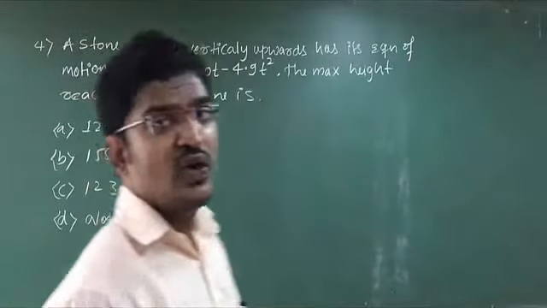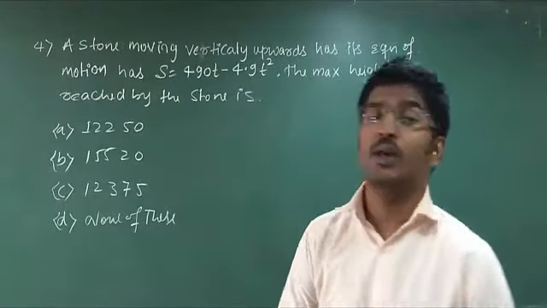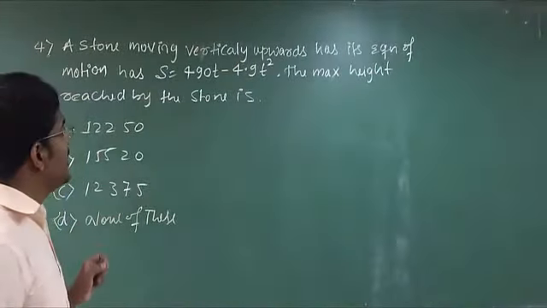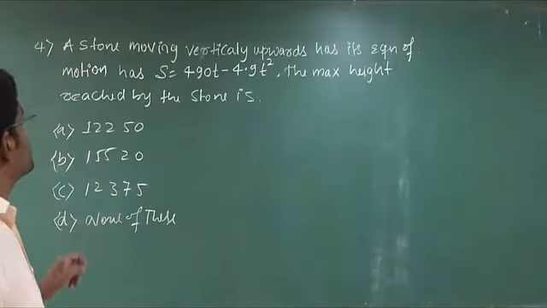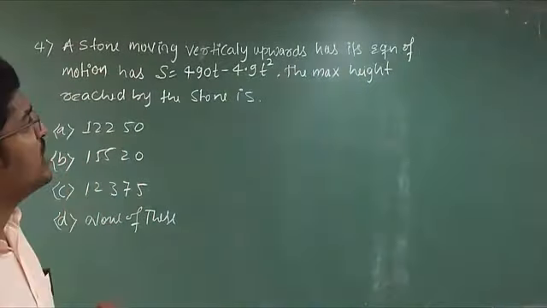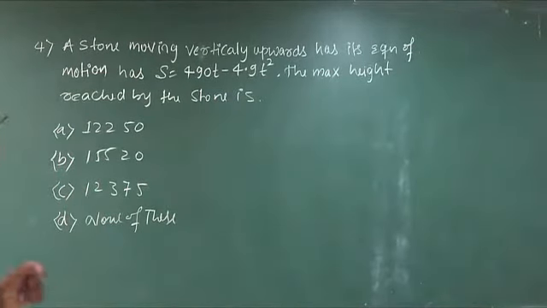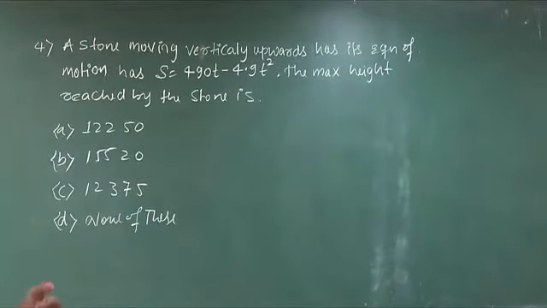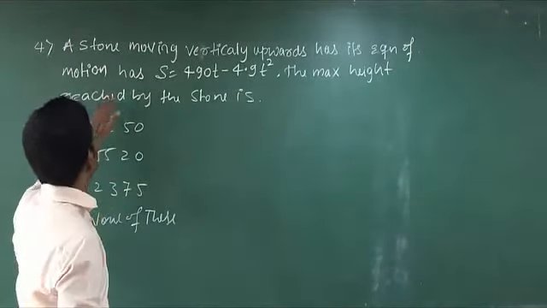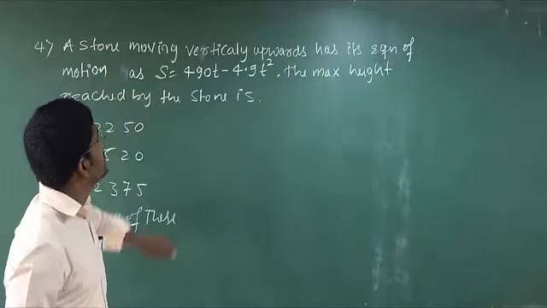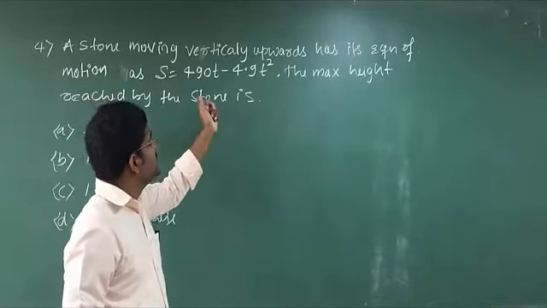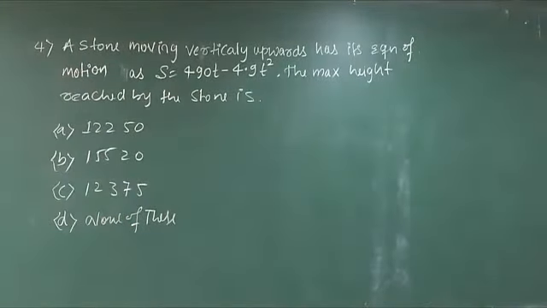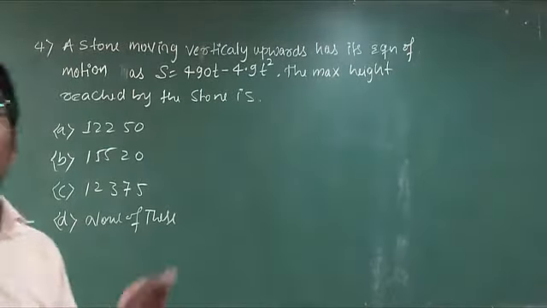Okay, students. Now let us go for the fourth problem. A stone moving vertically upwards has its equation of motion as s equal to 490t minus 4.9t square. The maximum height reached by the stone is.